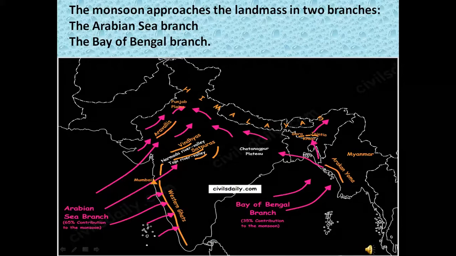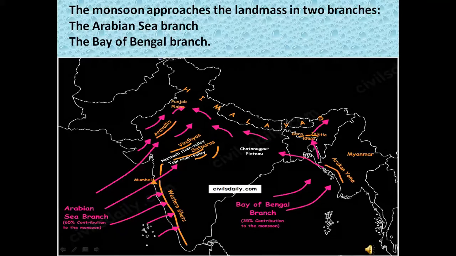Now the Bay of Bengal branch strikes against the Himalayas and causes heavy rainfall in the hills of Assam. The highest rainfall is recorded in Mawsynram, which is near Cherrapunji on the Garo Khasi Jaintia hills in Meghalaya. It is also the highest rainfall in the world. Students, please note that Kolkata and all your northeastern regions receive rainfall from the Bay of Bengal branch.